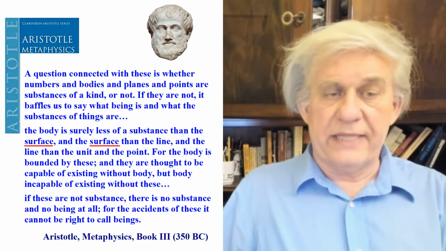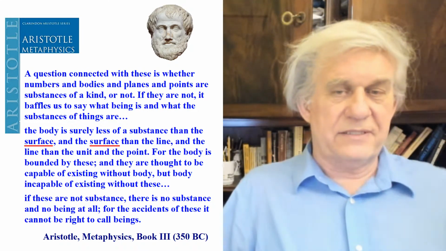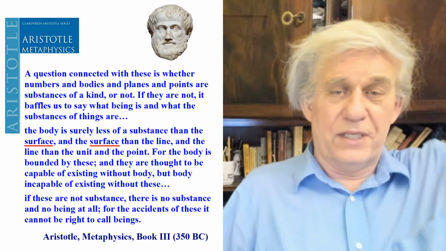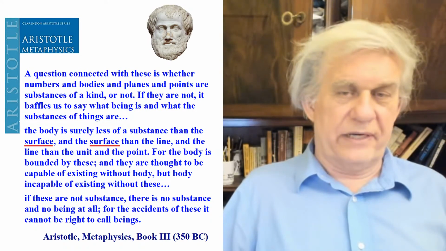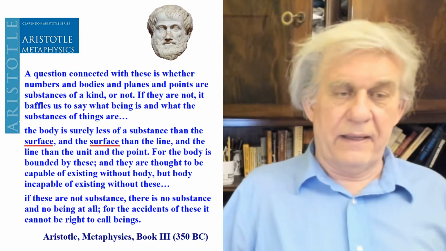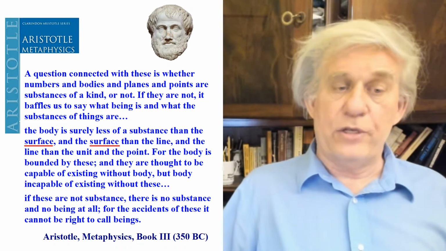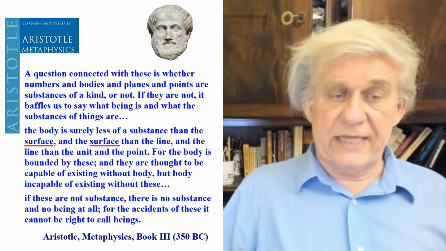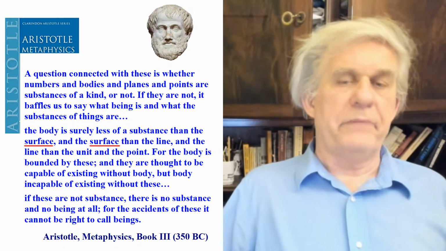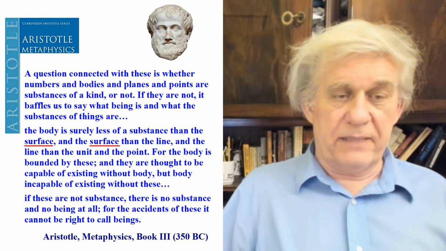For the body is bounded by these, and these they are thought to be capable of existing without body. So he's saying all these surfaces and so on exist alone out there in the middle of space without the body. So you can have a plane, a square out there independent of the body. Not in science, maybe in his religion, okay? But body incapable of existing without these. If these are not substance, there is no substance and no being. Again, if he says no substance, no being, he's referring to different things at all. For the accidents of these, it cannot be right to call beings. So, yeah, he's got these fancy words. He hasn't explained much with them, okay?